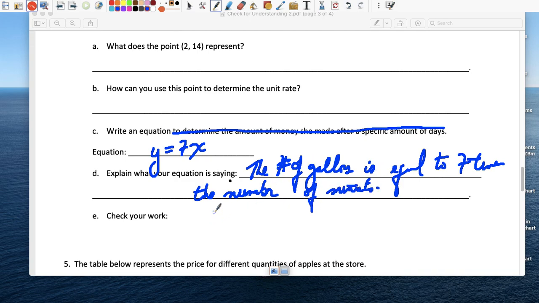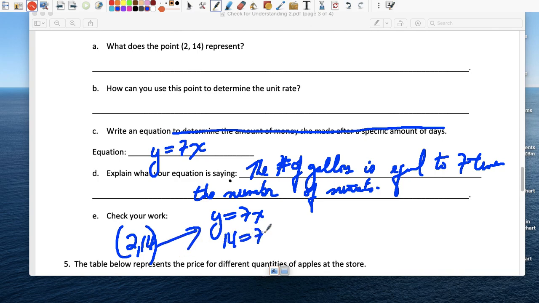Check your work. Well, you can do y equals 7x. You can pick any point on the graph. You can go back to the table and check your constant of proportionality. You can pick a point and substitute over here. Let's say 2 and 14. Let's just use the same point. Plug it in. y is 14, x is 2: 14 equals 7 times 2.